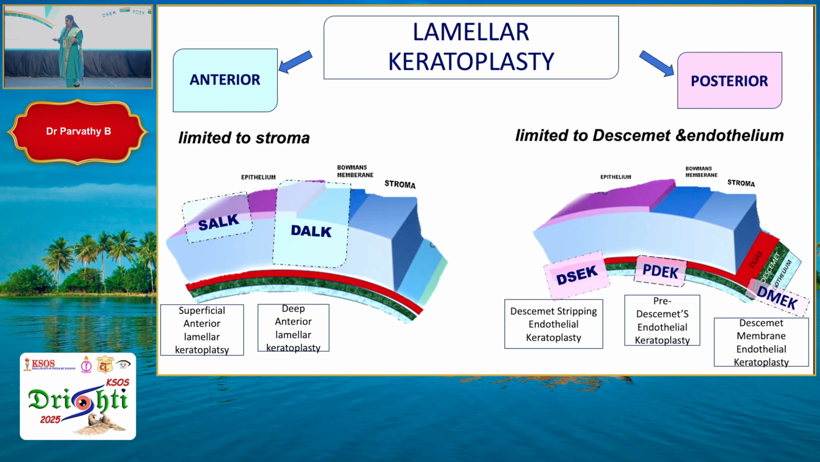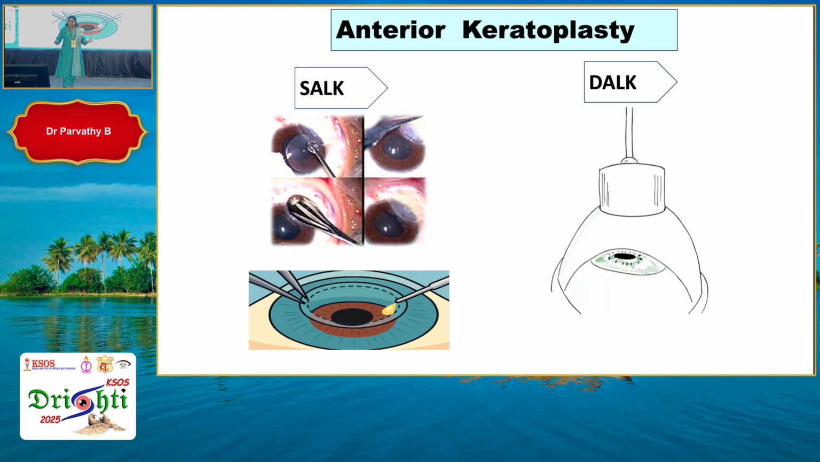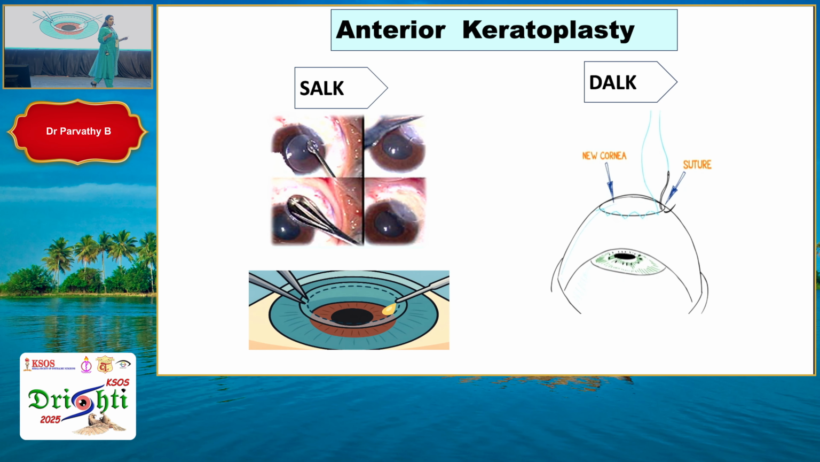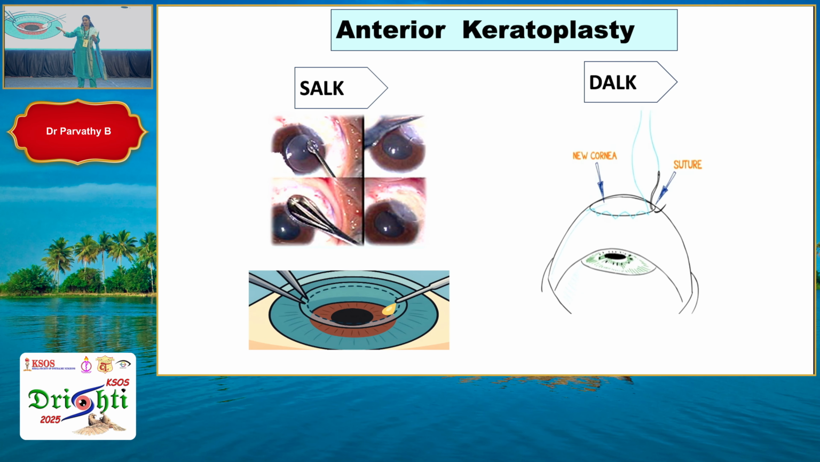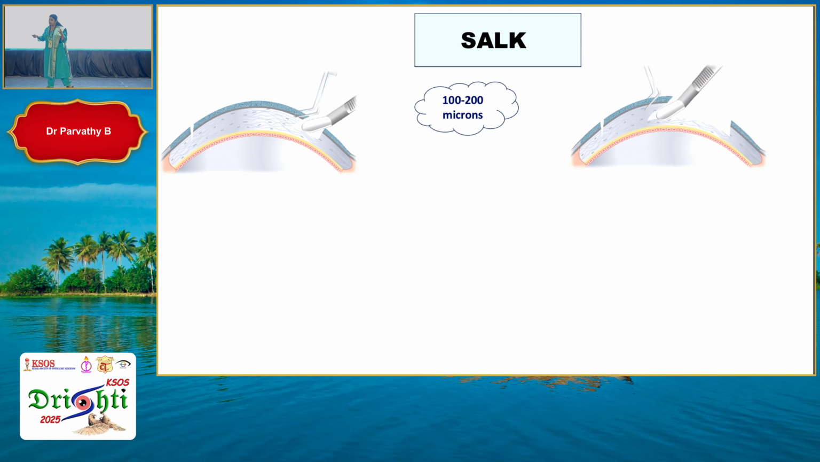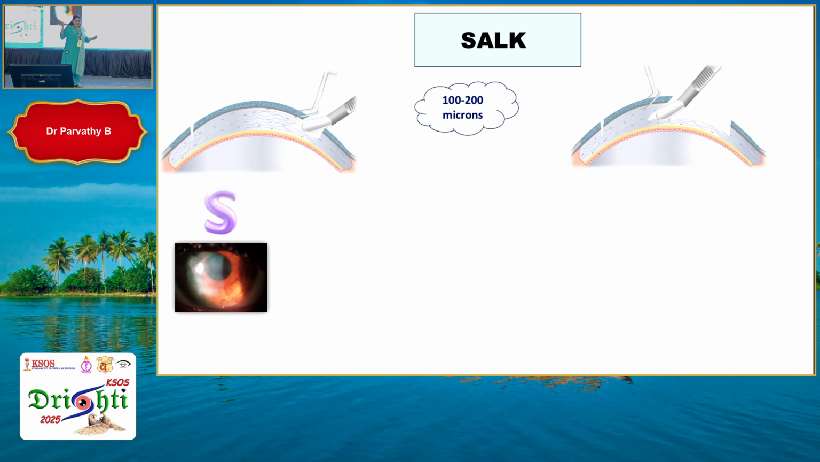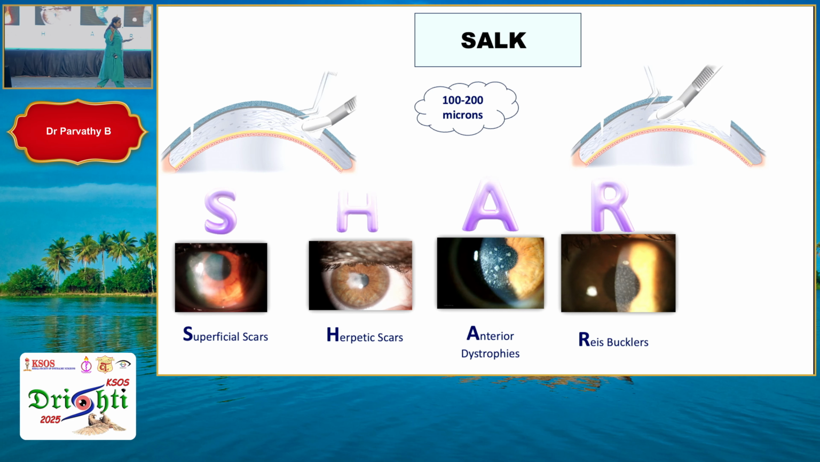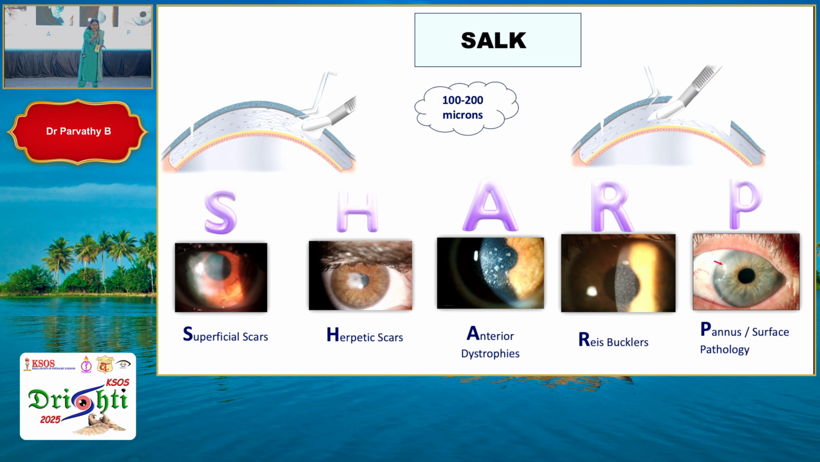Let's go to anterior first. In SALK, the tissue is opposed to cornea with the help of a tissue glue like fibrin, whereas in DALK, as you can see, it is opposed with sutures. Let's see the SALK first. In SALK, as the name says, superficial, 100 to 200 microns of diseased stroma is replaced. It is done for superficial scars, herpetic scars, anterior corneal dystrophies like Reis-Bücklers and Thiel-Behnke. For all the sharp students, remember this is sharp, SALK for sharp.